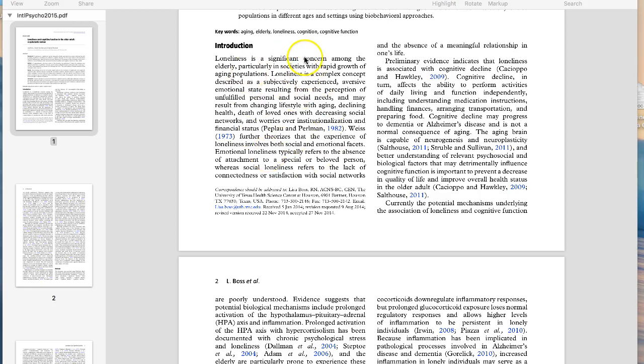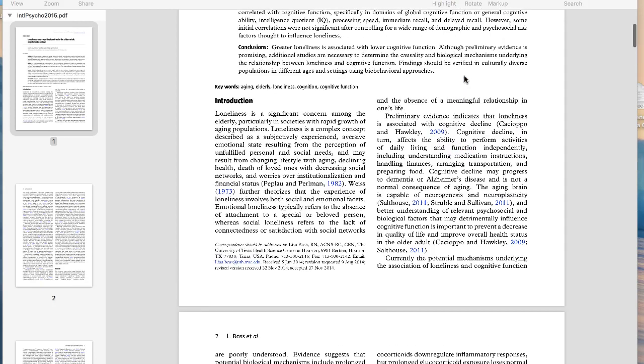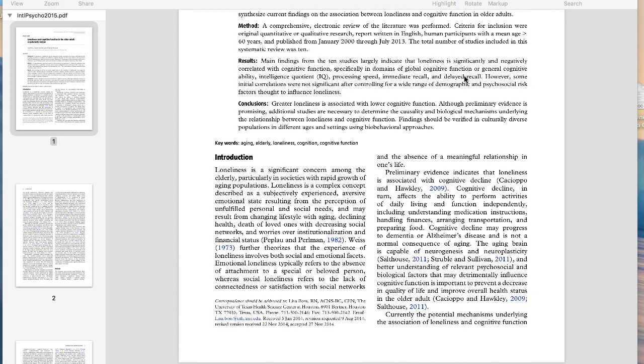So this first paragraph, I start talking about loneliness and what exactly it is, and how I'm going to approach it in terms of what it means to me in this paper. And then I go on in the second paragraph to talk about how loneliness is associated with cognitive decline. So then that establishes why we care.